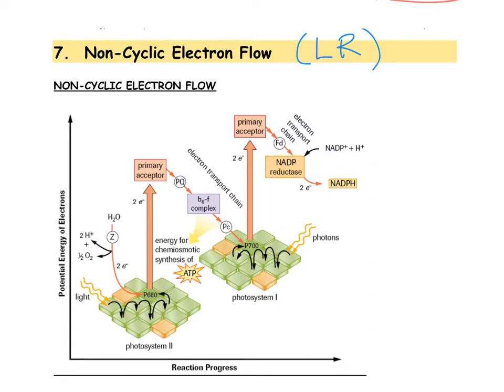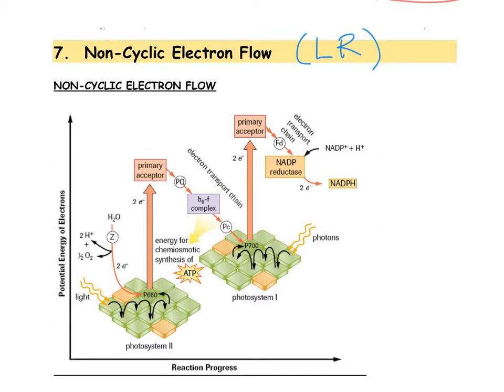Some other things I'm hoping you noticed. I'm hoping you noticed that light was obviously a part here, and that we can see that light is going to get absorbed by our antenna complexes, bouncing around until it reaches our reaction center. At which point, if there's enough energy, electrons from our reaction center chlorophyll A molecule will be promoted to our primary electron acceptor. So really this primary acceptor here is just our PEA that we referred to in the last lesson.